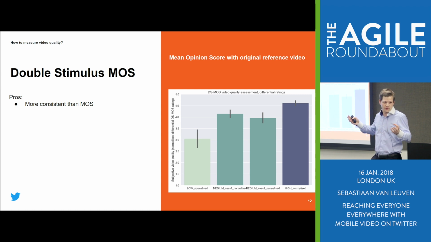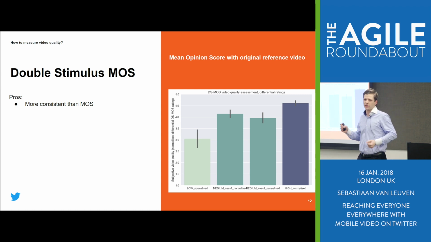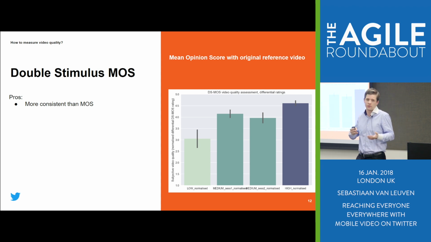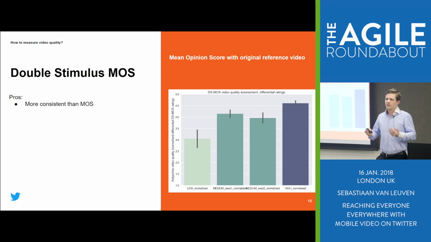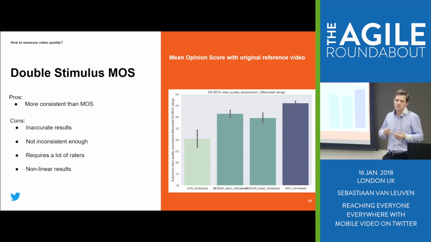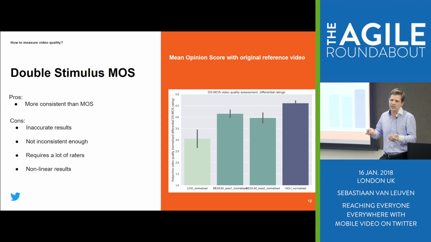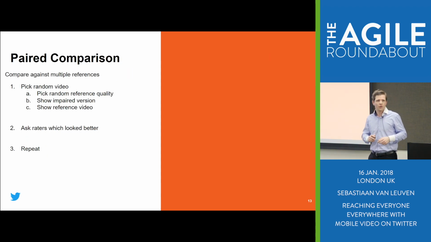However, we see also that for the low quality, we still have a huge confidence interval, so we still don't know whether we should think it's 3.0 or it's more like a 2.8. So that's very hard. There's a higher consistency between the tests, but still not good enough, still inaccurate results. Still, we don't have a linear interpretation of those values. So still, I can't really use this and go to my manager like, look, I can improve video. Still not worth it.